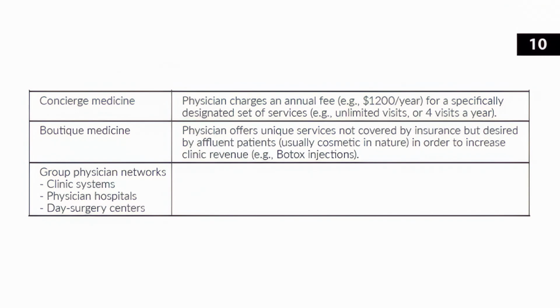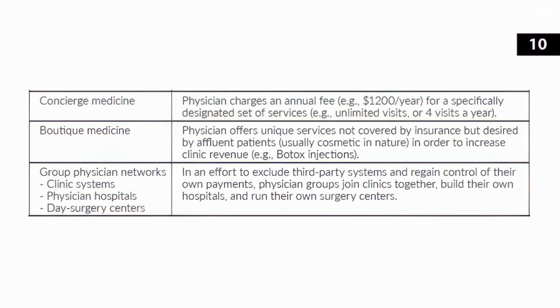In group physician networks, physicians say, you know what, we're tired of third parties taking a piece of the pie, let's just get together with a group of physicians. So in an effort to regain control of their own payments, physician groups can form clinics, build their own hospitals, and run their own surgery centers. And what they usually discover is that in order to run such a big venture, you need to create a hierarchical structure with its own administrative costs. And so in some ways, they just recreate the business they just left.